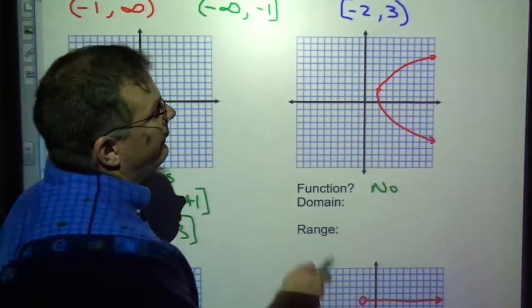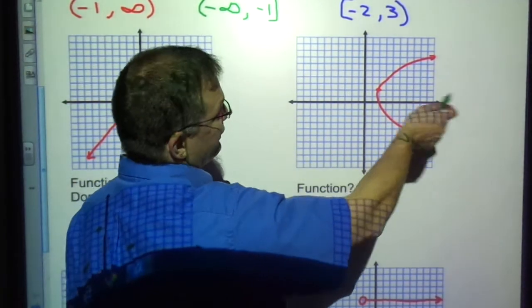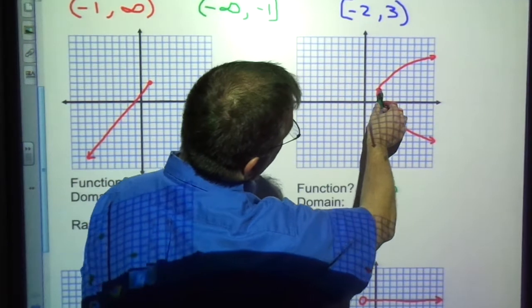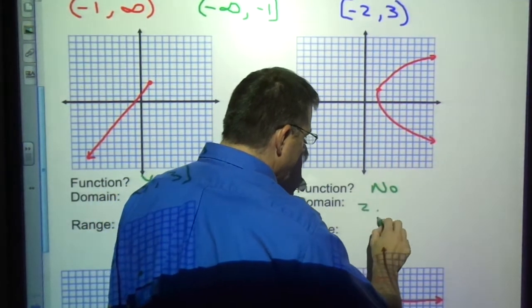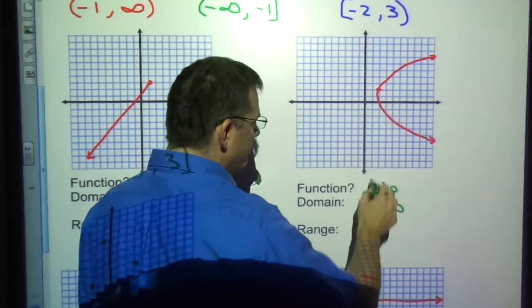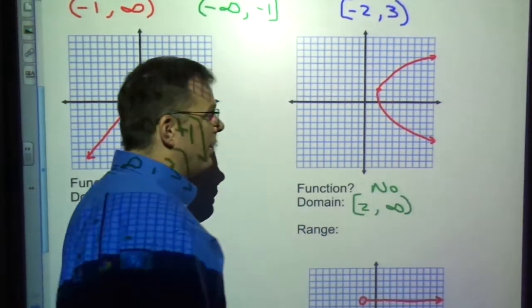The domain is every x value. We're looking left and right. Every x value that is greater than or equal to 2. So we're going to say from 2 to positive infinity. 2 is included, positive infinity is not.